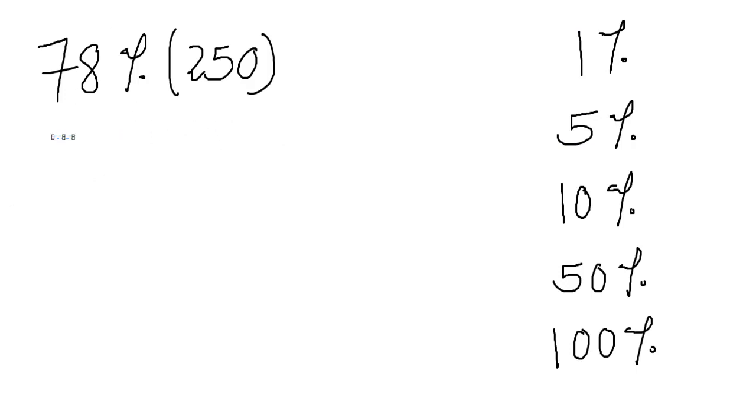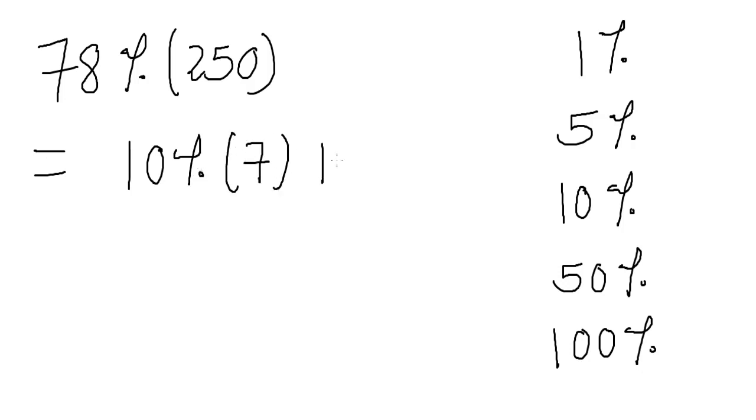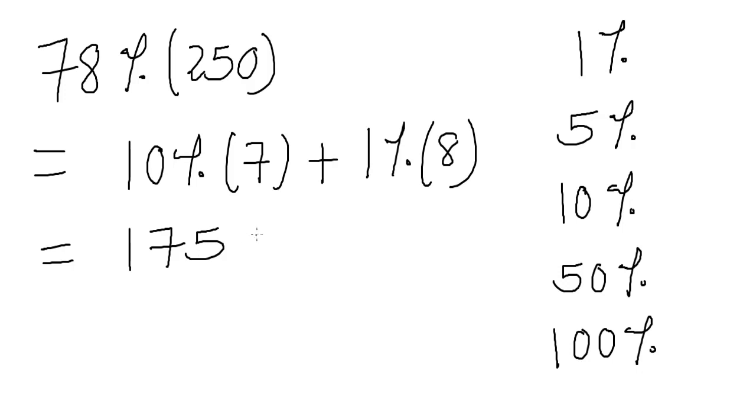So let's look at this. You can write 78% as 10% into 7 plus 1% into 8, right? So 10% of 250 is 25, into 7 will give us 175, plus 1% of 250 is 2.5, into 8 will give me 20. So our answer will be 195.